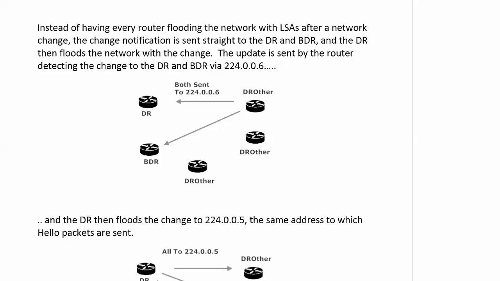Now again, instead of having every router flood the network with LSAs after a network change, the DR Other that detects it, or whoever detects it, sends the update to 224.0.0.6, the all designated routers multicast group. The DR and the BDR naturally are members of that group, so they are listening to 224.0.0.6. They hear it and go, okay, I just heard about this change.